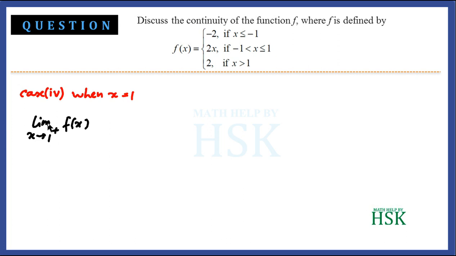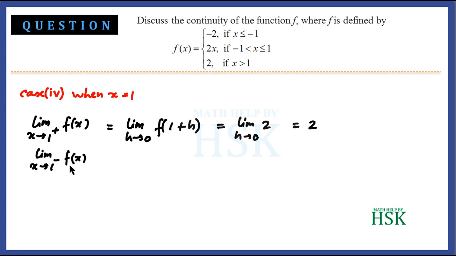This is the right hand limit of the function when x tends to 1. Limit of x tends to 1 positive of f(x) can be written as limit of h tends to 0 of f(1 plus h). Okay, so 1 plus h is a value greater than 1. So f(1 plus h) would be equal to limit of h tends to 0 of 2, because for all the values greater than 1, f(x) is equal to 2, and this would simply be equal to 2 on applying the limits.